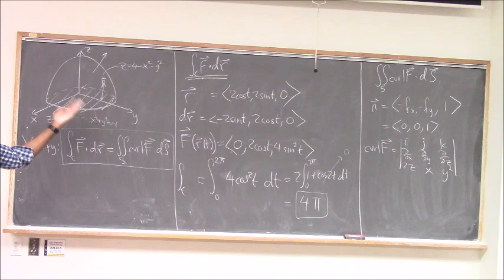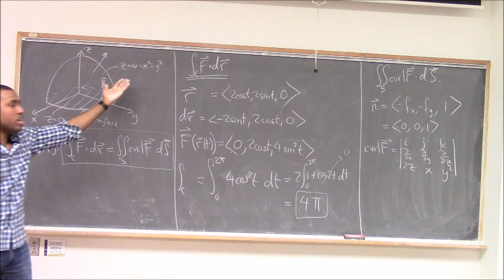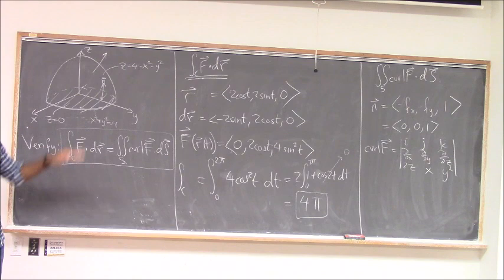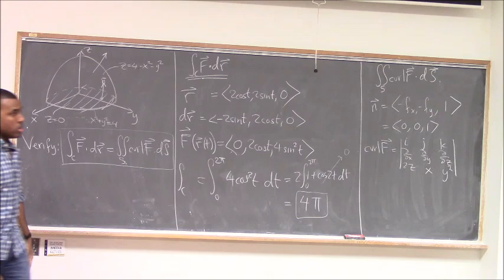It won't terribly be difficult to do that here. It will kind of be the brain dead thing to do, just go through the work. But knowing Stokes' Theorem allows you to choose a better surface, as long as you're working with the same boundary curve. So I'm going to do that because it's going to make my life a lot easier.